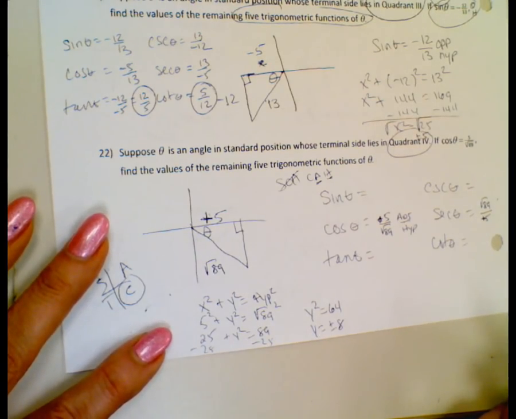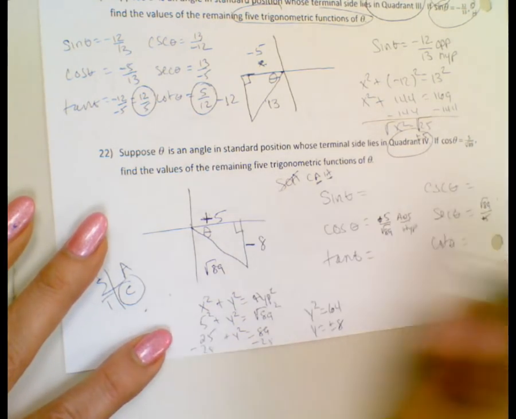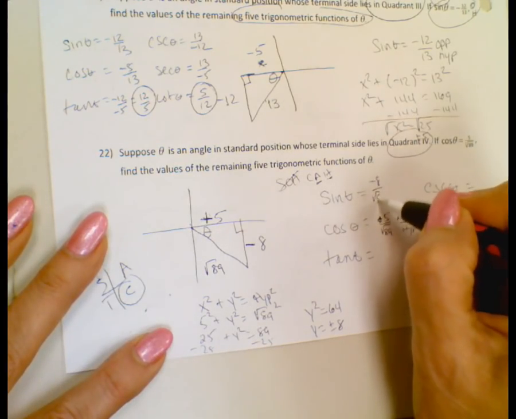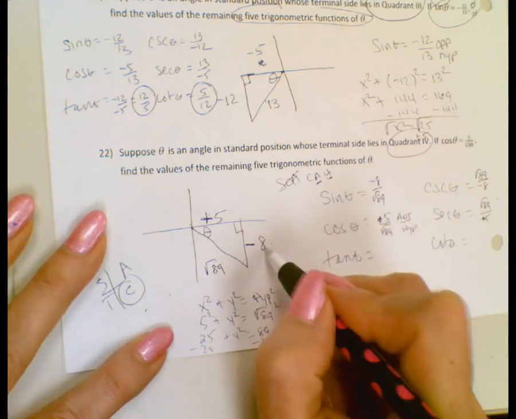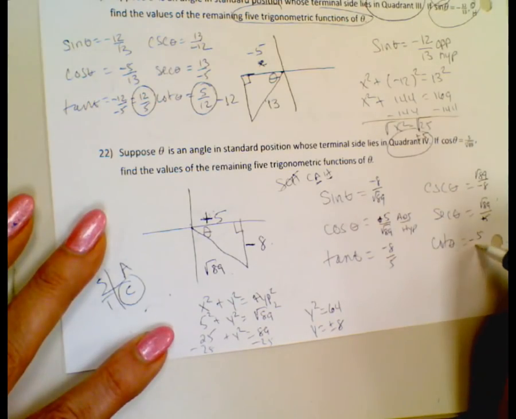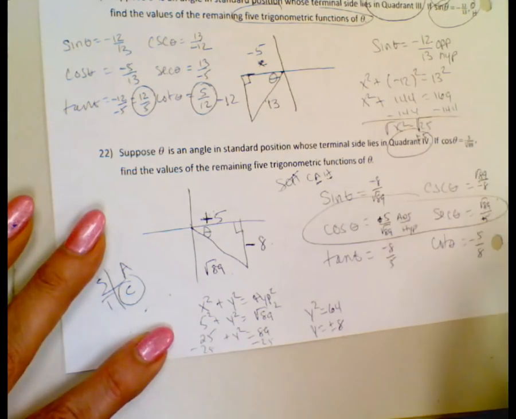Now, is it plus 8 or is it negative 8? We're going down. It's negative 8. So your sine is negative 8 over radical 89, because that's opposite over hypotenuse. Flip that one for cosecant. And the tangent is negative 8 over 5, which makes cotangent negative 5 over 8. Again, only the cosine should be positive. The other 4 should be negative.